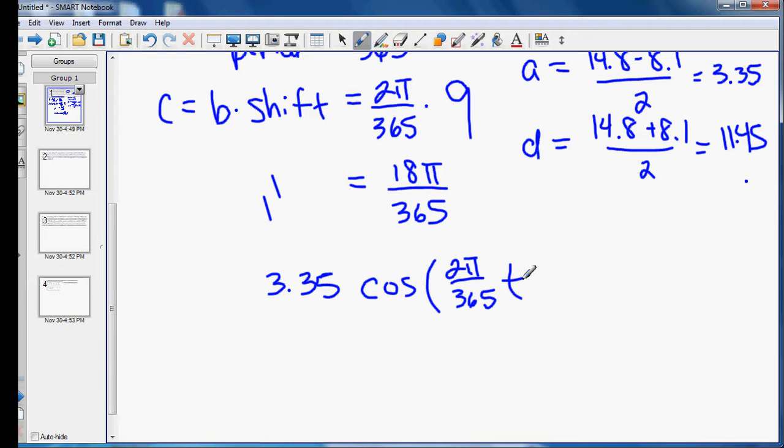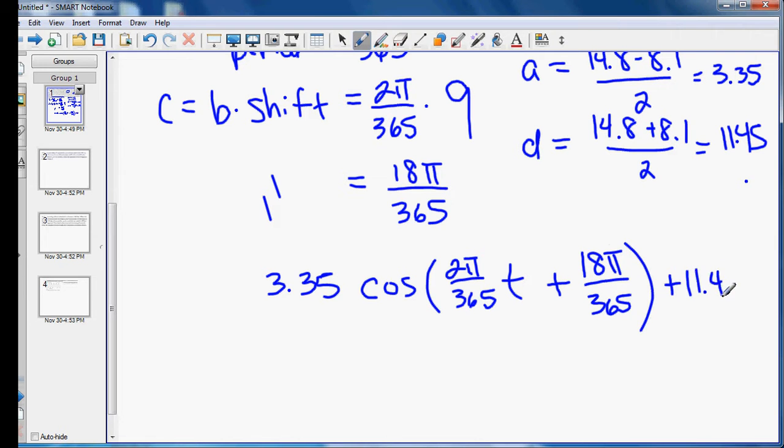So since we're shifting to the left, if you think about a timeline, you're shifting to the left, backwards to December 22nd. To the left means we add, and then we add our C, which is 18 pi over 365, and then our D goes on the end, plus 11.45.